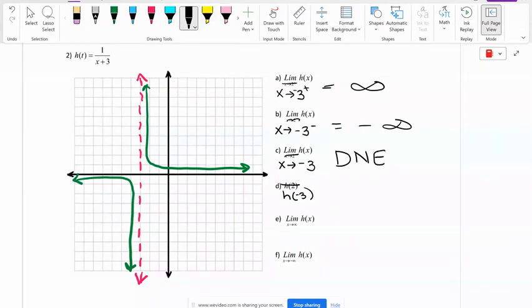All right, h of negative 3. Isn't there an asymptote there? So what does that mean? It is undefined.